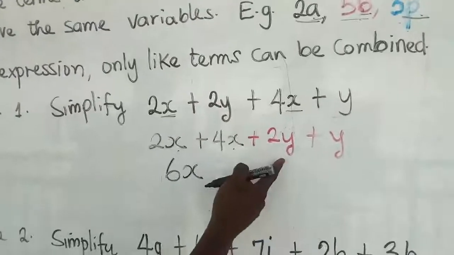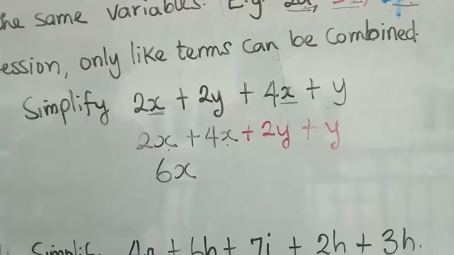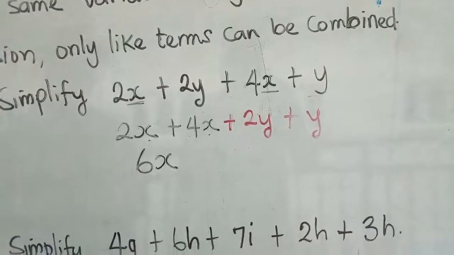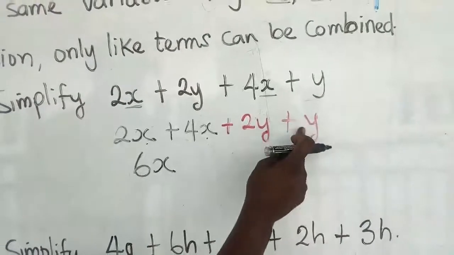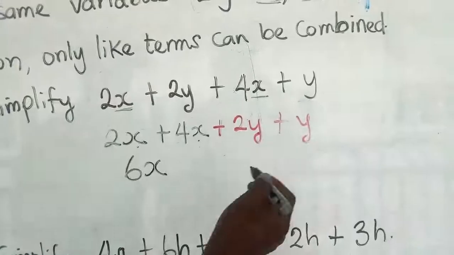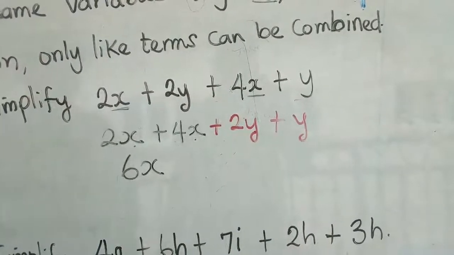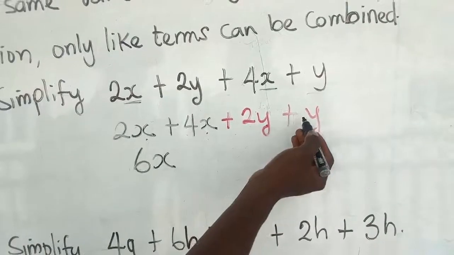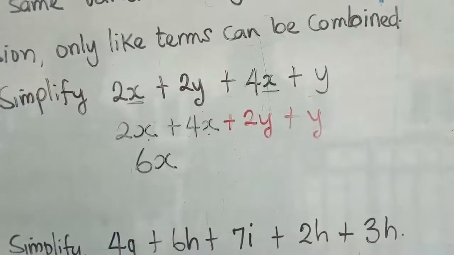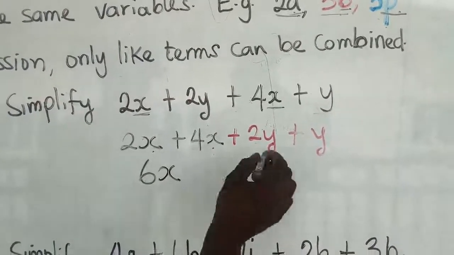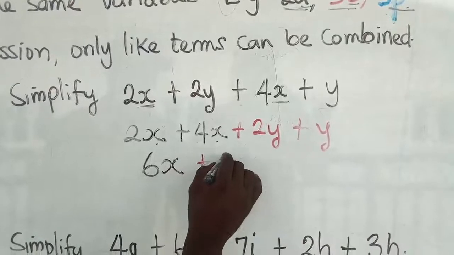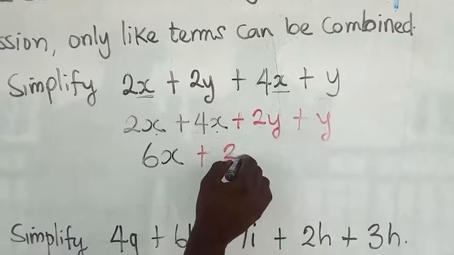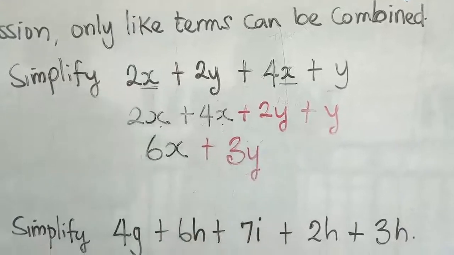Then we have 2y and y. Do not forget that when you have a variable standing on its own, the coefficient is 1. This is 1y, but we don't write the 1. So, to add them together, this is plus 2 and plus 1. When you add the coefficients together, 2 plus 1 is 3. Then you just attach your variable to the coefficient.